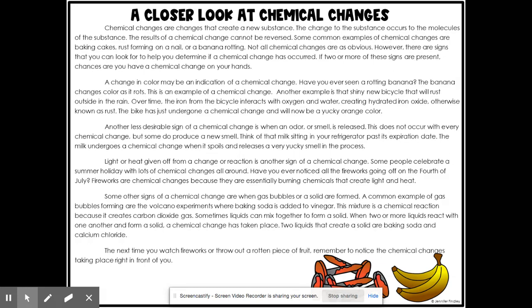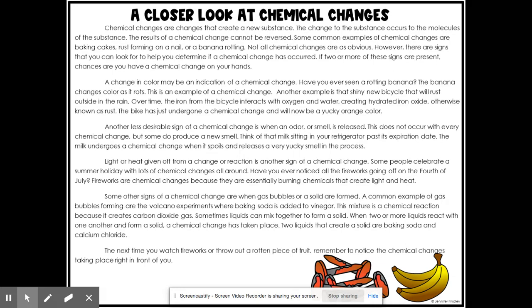Paragraph number 4. Light or heat given off from a change or reaction is another sign of a chemical change. Some people celebrate a summer holiday with lots of chemical changes all around. Have you ever noticed all the fireworks going off on the 4th of July? Fireworks are chemical changes because they are essentially burning chemicals that create light and heat.